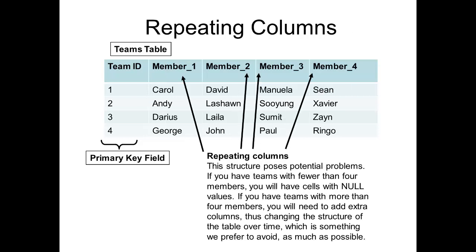Repeating columns are problematic because they may lead to many null values. Imagine many of the teams listed in this table having fewer than 4 members. That would lead to null values in the member 4 column. Repeating columns may also require changing the structure of the table over time. Imagine future teams that have more than 4 members. That would require adding further columns to store the names of the 5th or the 6th or the nth member, thus changing the structure of the table over time, which is something we prefer to avoid as much as possible.